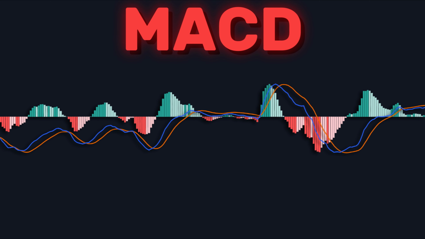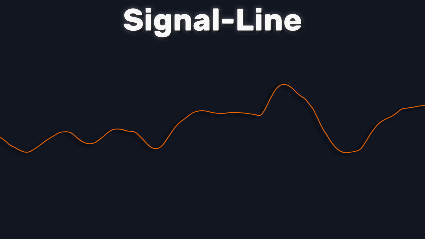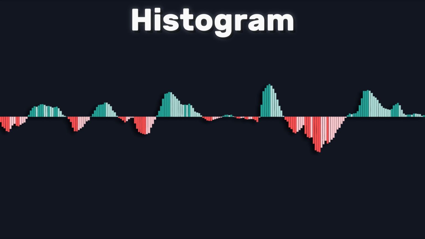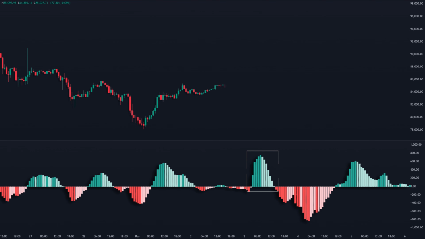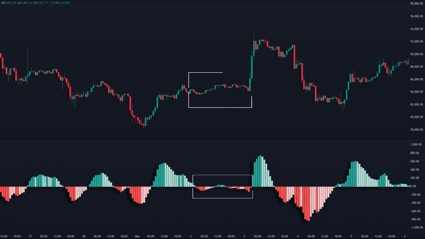The MACD indicator consists of three parts. The MACD line, which is typically a faster moving average with a period of 12. The signal line, which is the slower moving average and is a 26-period moving average. Lastly, the histogram simply shows the difference between these two lines. When the histogram bars are getting taller, it means that the trend is gaining strength, so we have more momentum. When they're shrinking, the trend might be slowing down, so less momentum.